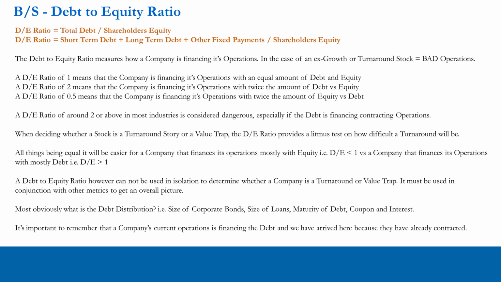Most obviously, what we want to understand is the debt distribution. So the size of the corporate bonds, the size of loans, the maturity of the debt, the coupon, and the interest payments. And it's important to remember the context that we're in. We've arrived at this situation because we are analyzing bad operations, so operations that have already contracted. It's important to remember that a company's current operations is actually financing the debt. And we've arrived here because they've already contracted.